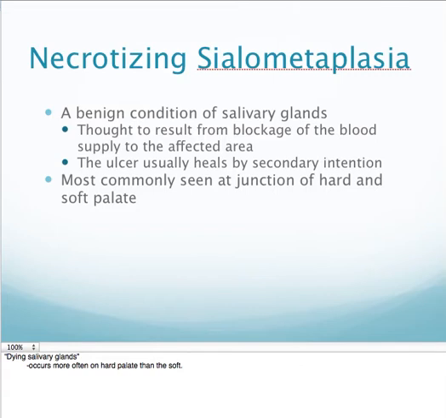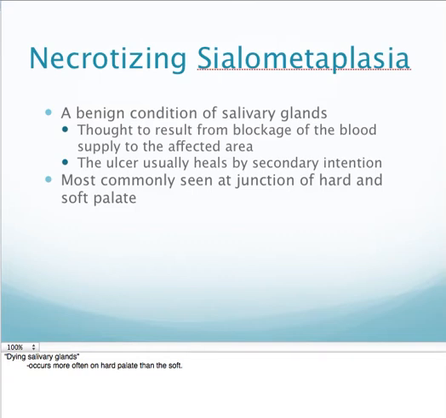Necrotizing sialometaplasia. A benign condition of salivary glands. It's thought to be the result from the blockage of blood supply to the affected area. The ulcer usually heals by secondary intention, which means there's a lot more granulation tissue involved, most commonly seen at the junction of the hard and soft palate.